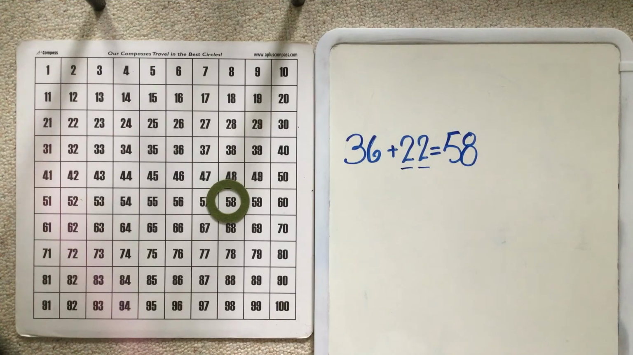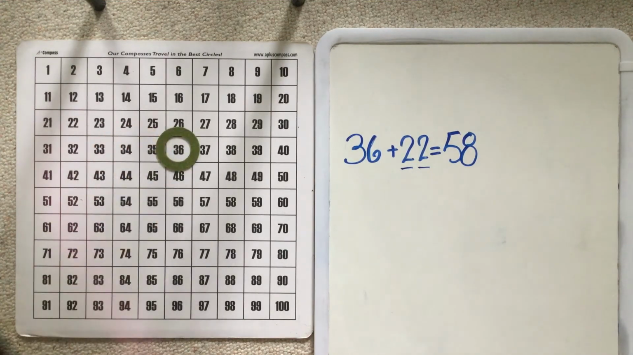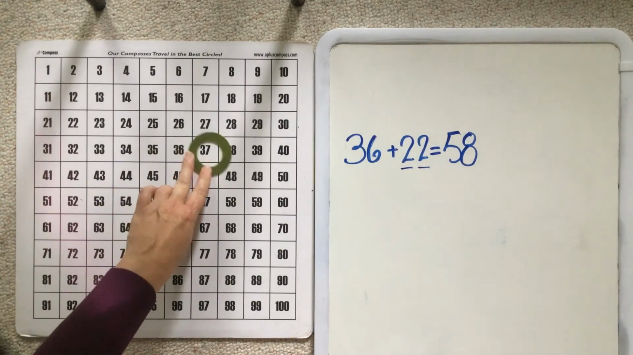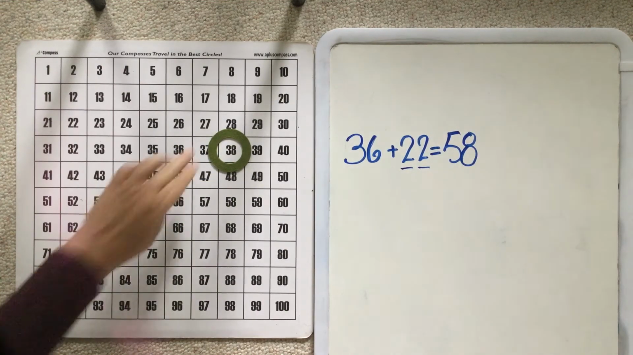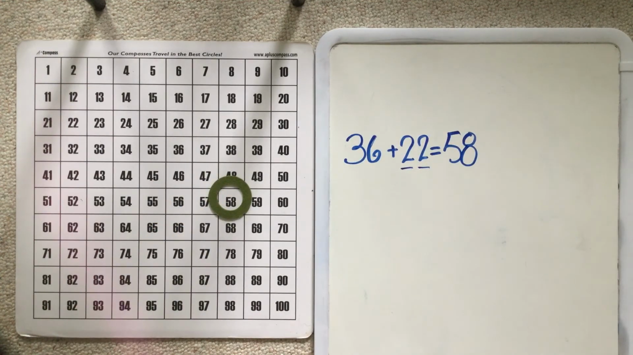I wonder if I get the same thing if I add on my 1s first and then my 10s. Let's try it. Here's my 36. How many 1s are in 22? That's right, there are 2, so I'll count them on: 1, 2. And then I'll count on my 2 tens: 10, 20. Look at that, we got 58 again. It doesn't matter if we add on our 10s or our 1s first.